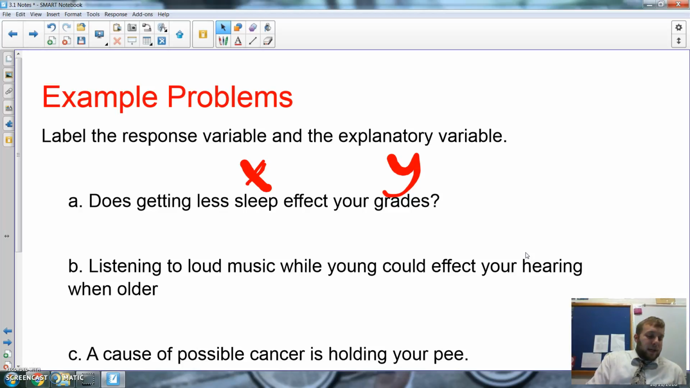Okay? B. Listening to loud music while young could affect your hearing when older. Hmm. All right. Which is your response and which is your explanatory? All right. Well, once again, I would say music is my explanatory, explaining my hearing, right? We're trying to say, does music explain my hearing? All right, I think so.